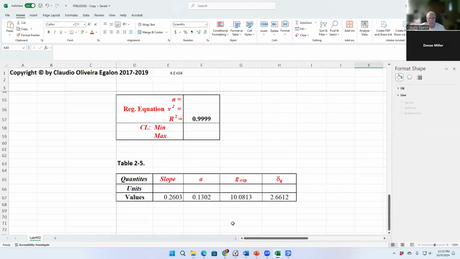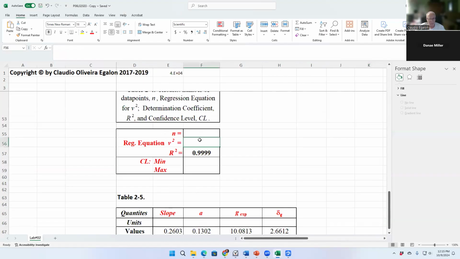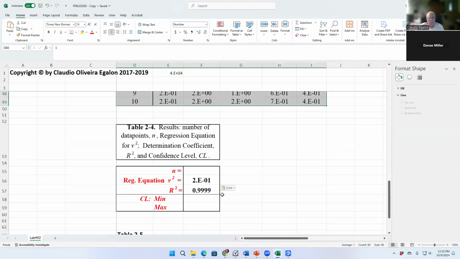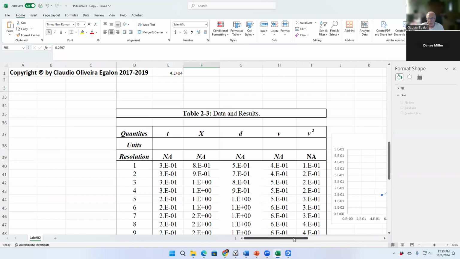Oh, okay. And then for N, it will be all the numbers. I mean, what is it? 1, 2, 3, 10, right? Yeah. So we did 10 tests. Okay.